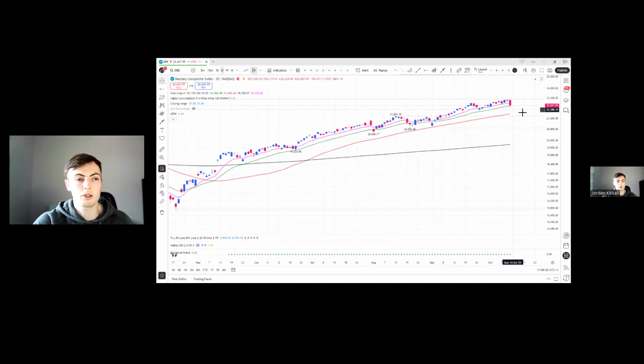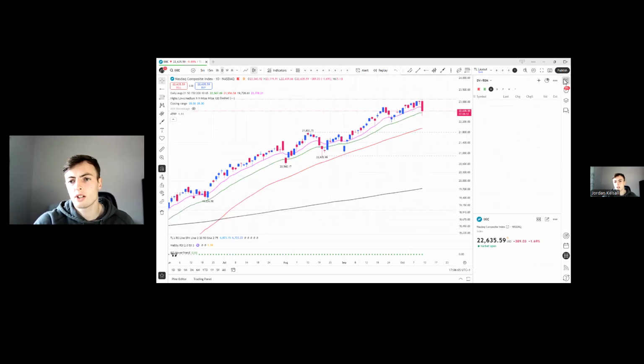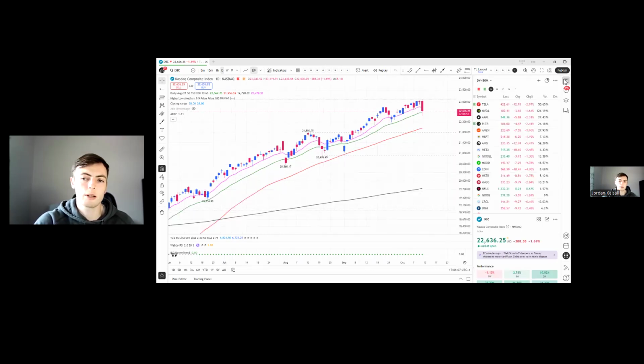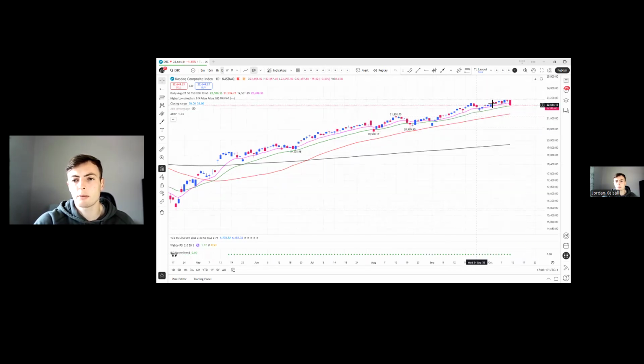So we're testing the 21-day line on some news, I believe, and you can see some individual names are down quite a good amount. So we'll see how this plays out, but we've not really made any progress on the index itself for about 2 weeks now. So it'll be interesting to see how this plays out.